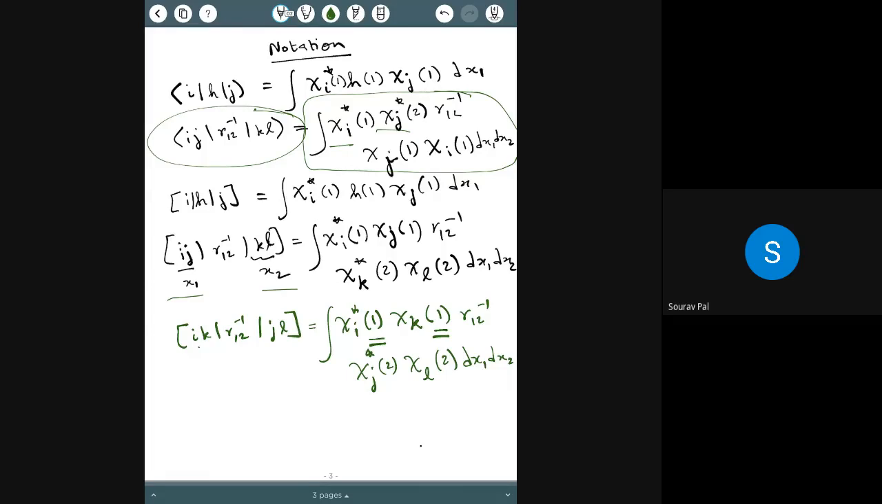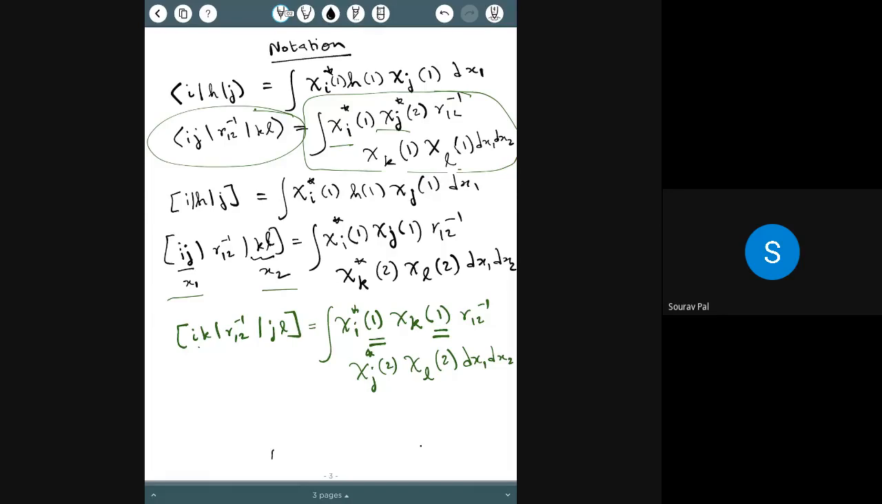Sangita, there's a little confusion on the second line when you're writing the Dirac notation. IJ R1 to inverse KL, and the right hand side is chi I star 1, chi j star 2, then it should be chi k1, chi L2. So that is where there is a confusion, I think. Sorry, I'm writing so many notations. Yeah, I understand. So this is chi K and this is chi L. Is that better? Yeah, now it's technically correct.